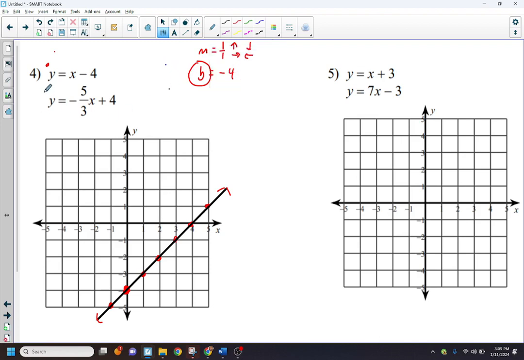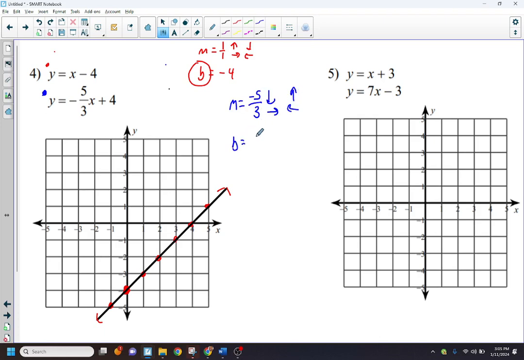All right, now blue, the next one. The m is negative 5 over 3. Wait, if it's negative, it's always a top number? Yeah, just make it a top number. It doesn't really matter. Which means you're going to go down and right, or the opposite, up and left. Remember, you're going down because it's negative 5.